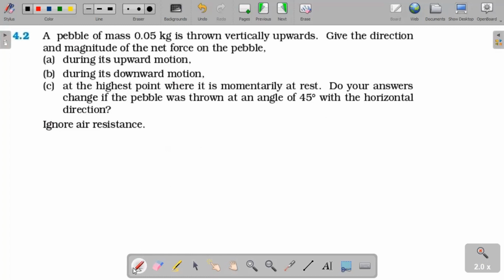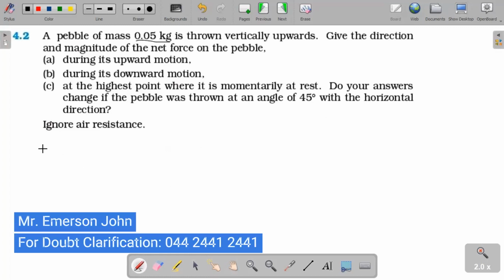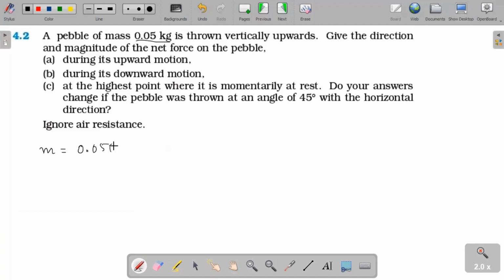A pebble of mass 0.05 kg is thrown vertically up. Give the direction and magnitude of the net force acting on the particle. A pebble is thrown upward; during the upward motion, what is the net force acting on the particle?